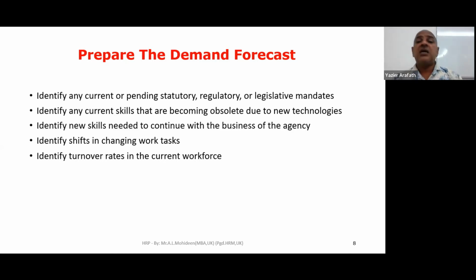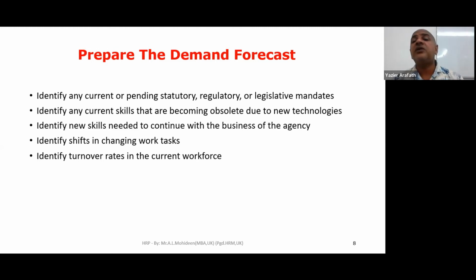Regulatory system, if there is something, we have to identify. Identify the current skills that are becoming obsolete due to new technology. If there are some skills we don't need, or some skills that have to be added, everything should be considered, because based on technological advancement, we have to bring in people according to the updated technological knowledge. So this demand should be considered.